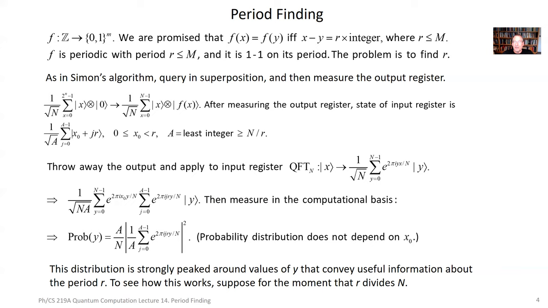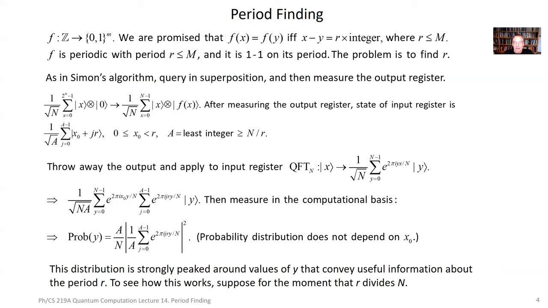I'm only going to consider summing x from values 0 to n minus 1, where n is some very large integer. So the number of terms in the superposition is whatever the least integer is that is greater than or equal to n over r. That will be the number of values which are less than n, which get mapped to a particular output.